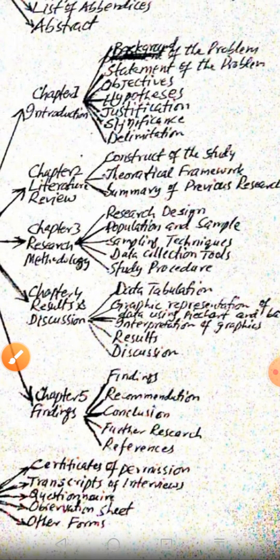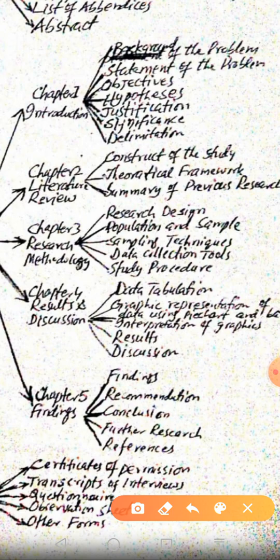Then chapter number 3, known as research methodology. Here we explain the research design, that is, whether we are conducting qualitative or quantitative research. Then population and sample are discussed, sampling techniques, data collection tools, and study procedure. These things are mentioned in chapter number 3.